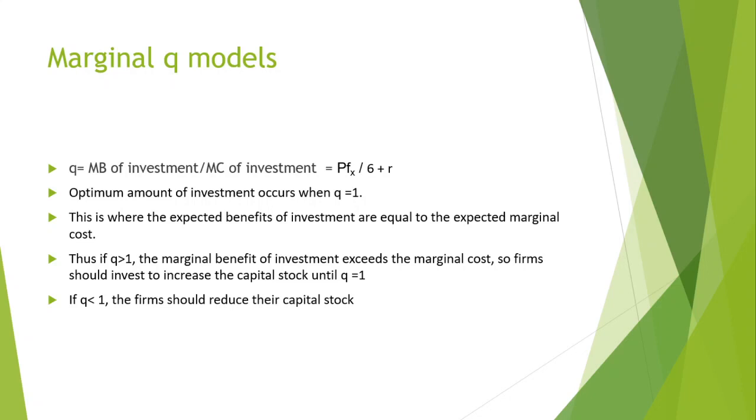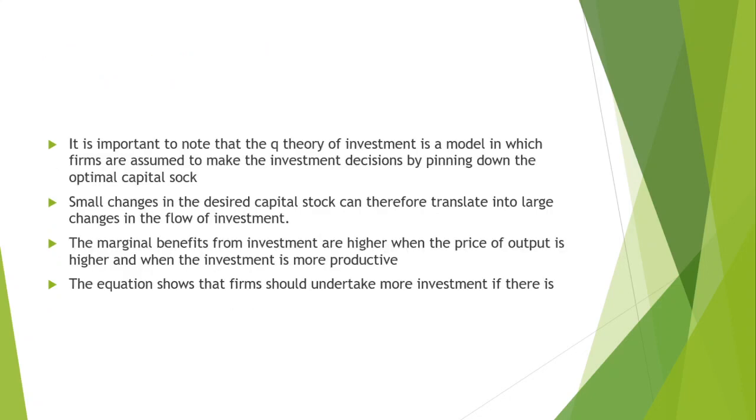So firms will be increasing the capital stock, and we know that with additional units of capital, the marginal benefit of investment will fall, and finally Q will be equal to 1. If Q is less than 1, what will the firms do? The firms should reduce their capital stock so that Q gets increased, and finally it's equal to 1.